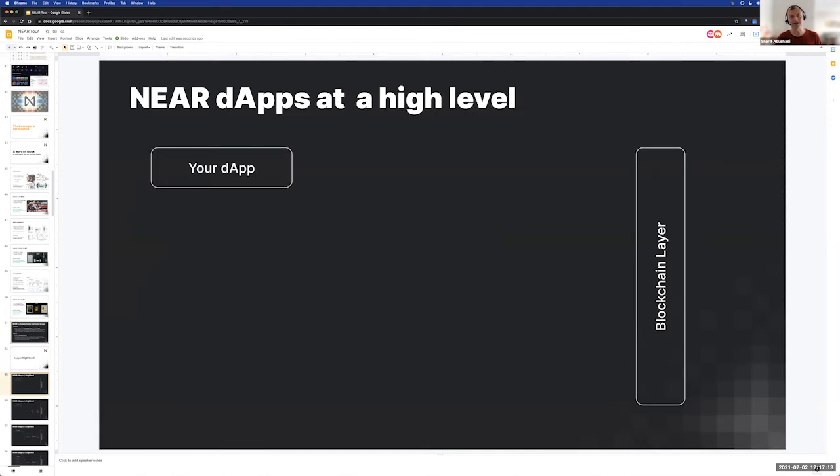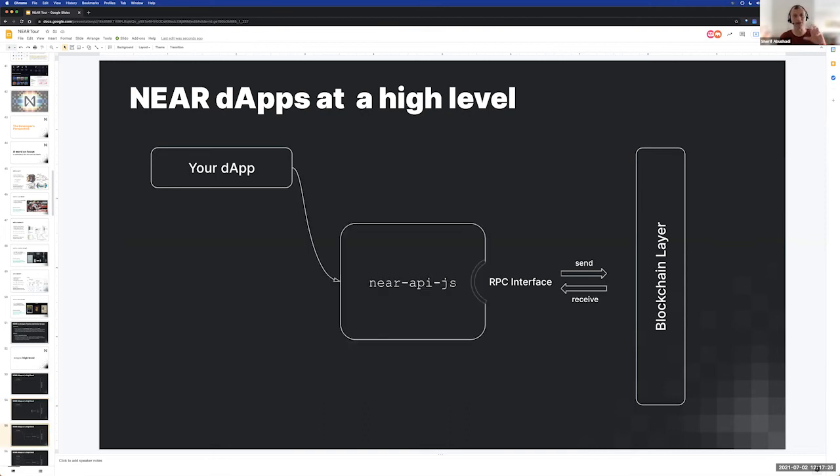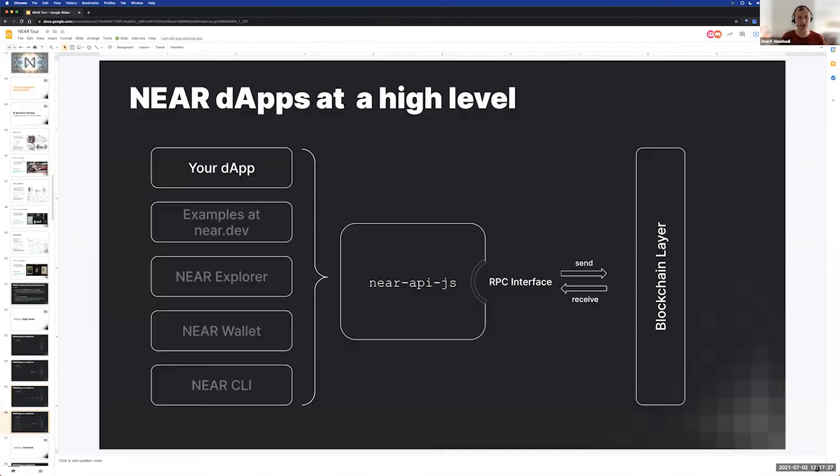And at a high level, this is basically how it works. There's this blockchain layer, your application. There's an RPC interface, like an API, you can think of it. It's not REST exactly. It's still JSON over HTTP, but it doesn't conform to REST if you're familiar with that. And then we have a wrapper called Near API.js. Your application communicates with that wrapper, as do all of our applications.